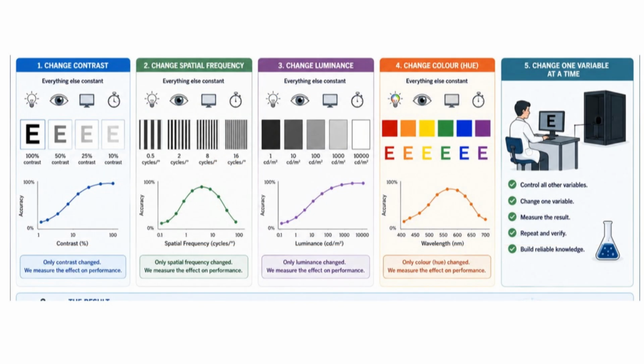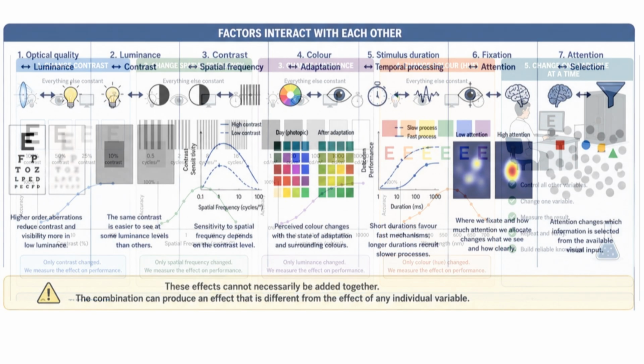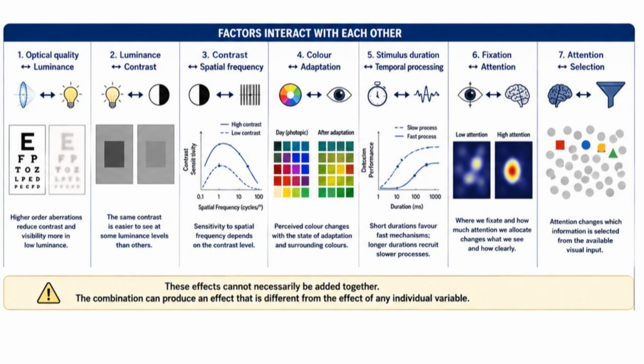Change contrast while keeping everything else constant. Change spatial frequency. Change luminance. Change color. This is good experimental methodology. But visual processing is not necessarily organized into independent variables.